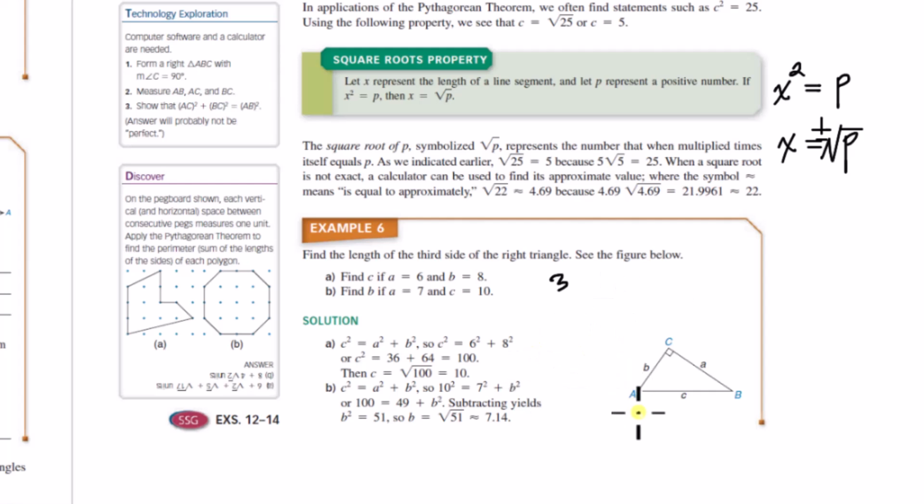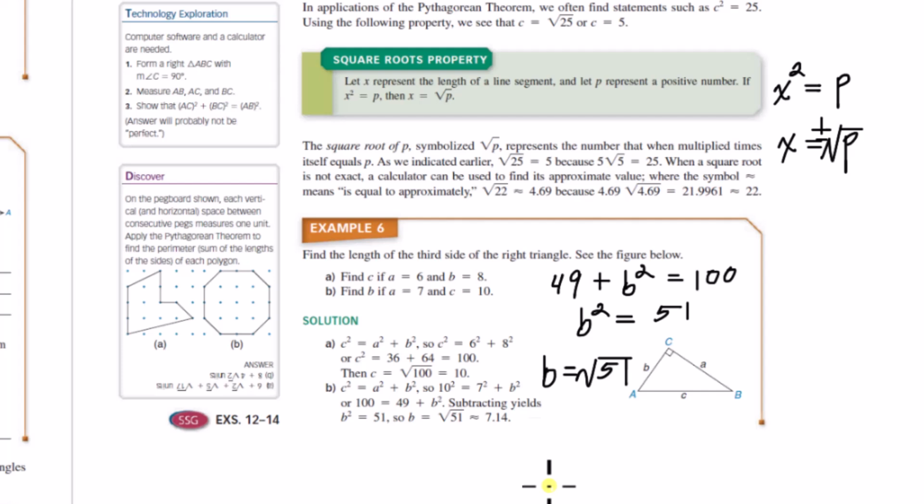Okay, so we just solved for the hypotenuse. In this next example, we solve for a side length. So find B if A is equal to 7 and C is equal to 10. So A squared, 7 squared is 49, plus B squared is equal to C squared. So subtracting 49 from both sides, we get 51. So B is equal to the principal square root of 51, which if you put that into the calculator, you get about 7.14.